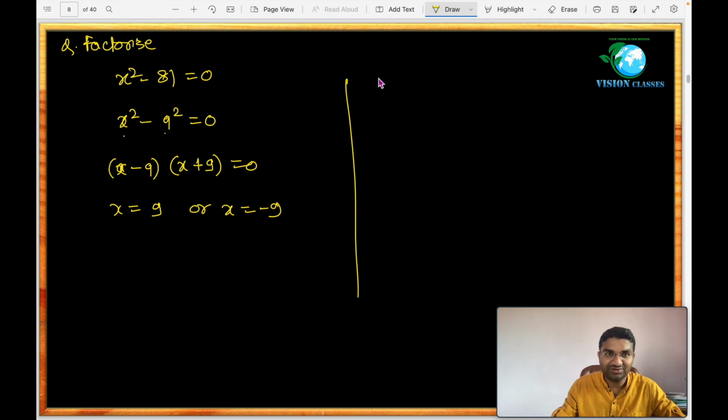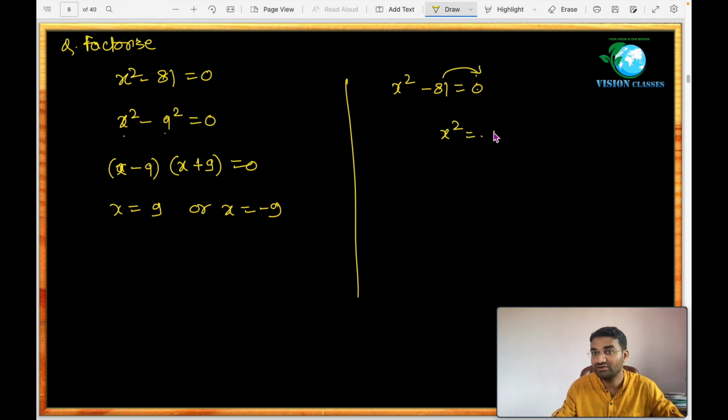Another way of solving is: x² − 81 = 0. Transfer this 81 to the right-hand side: x² = 81. Then transfer the square to the right-hand side: x is equal to plus or minus the square root of 81, and the square root of 81 is basically plus or minus 9. So that is what we got even here. This is also one of the ways to solve the equation.